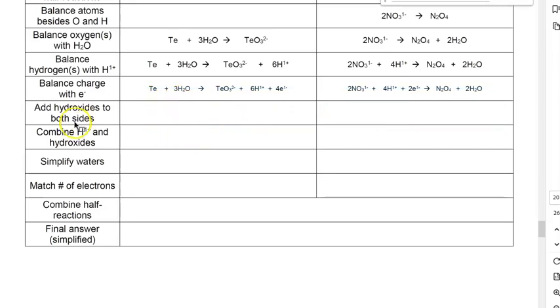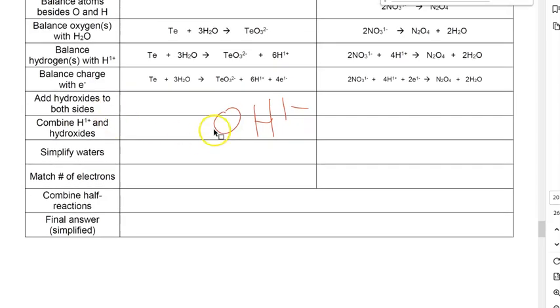Okay. Next steps, this is the new step. So all those steps were the same, and now, because we're in a basic solution, we have these next 3 steps that are slightly different. We're going to add hydroxides. Remember, a hydroxide is an OH1 minus. We're going to add hydroxides to balance hydrogens on both sides of the equation, each half reaction. So both sides of this half and both sides of this half.